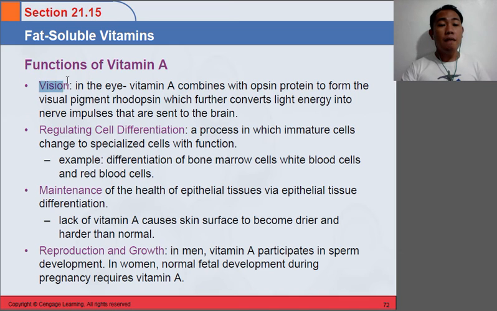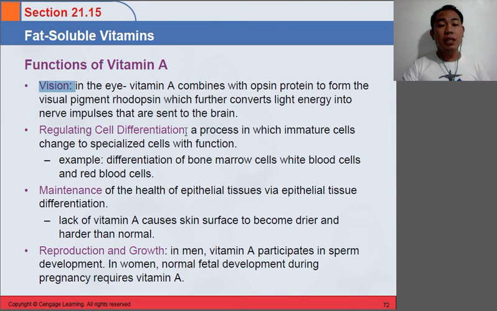Next, functions of vitamin A. It is for vision. In the eye, vitamin A combines with opsin protein to form the visual pigment rhodopsin, which further converts light energy into nerve impulses that are sent to the brain. That is why it aids the vision.